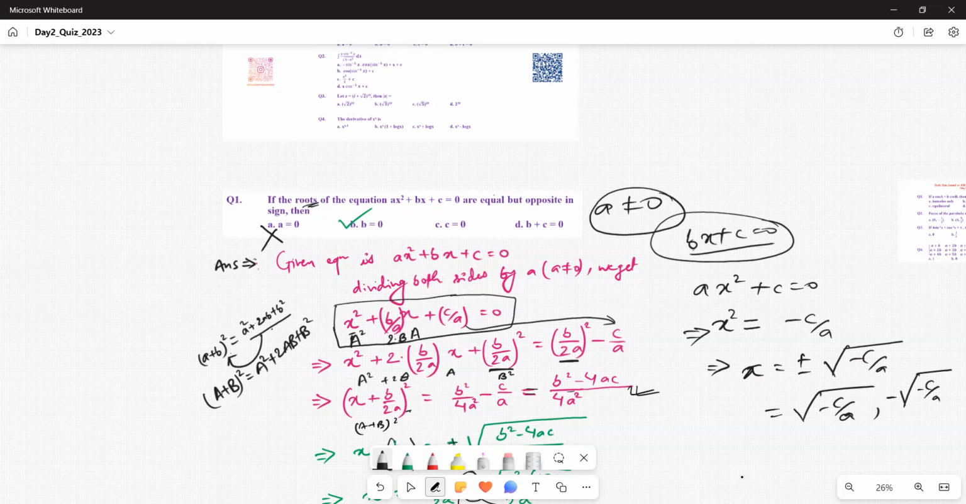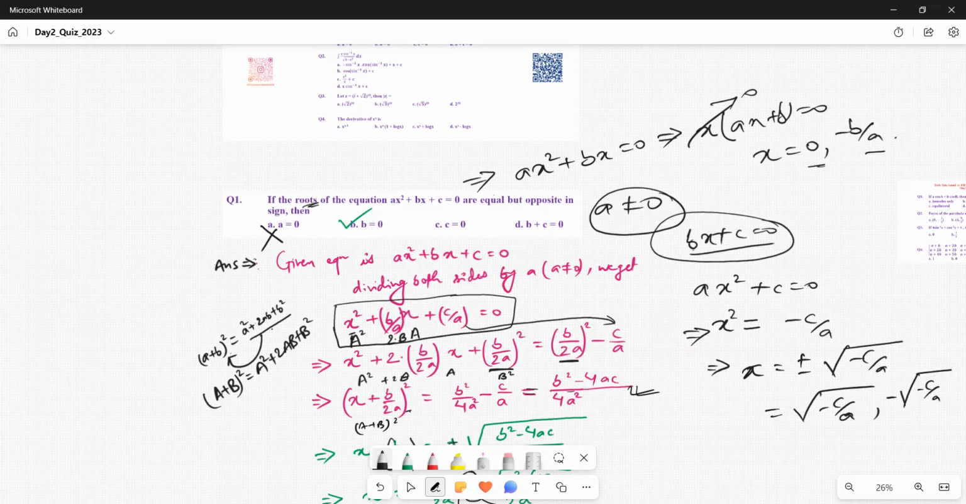Let me put c equal to 0, right? So when you put c equal to 0, what do we get? You will get ax square plus bx equal to 0. From this, taking x common, x times (ax plus b) equals 0. So in this you can see one root is 0 and another root is minus b by a. So these are not equal in magnitude. So this option is also rejected, right?